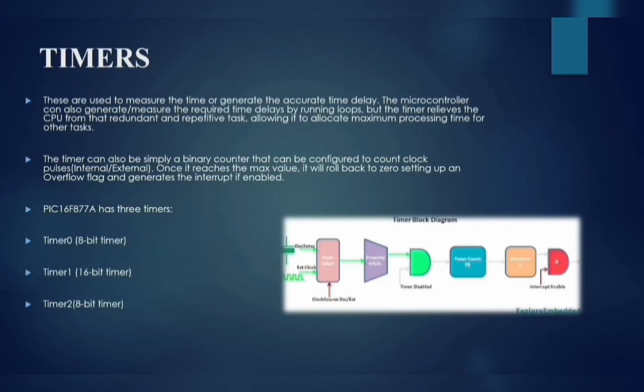Next, I will discuss timers. They are used everywhere, including in embedded systems. They are used to generate accurate time delays. A timer is a simple binary counter that is used to count the clock. When it overflows, it will roll back to 0, set the overflow flag, and generate the interrupt if enabled.